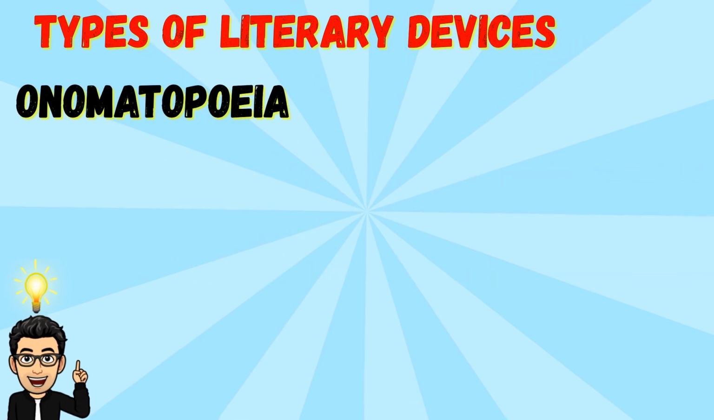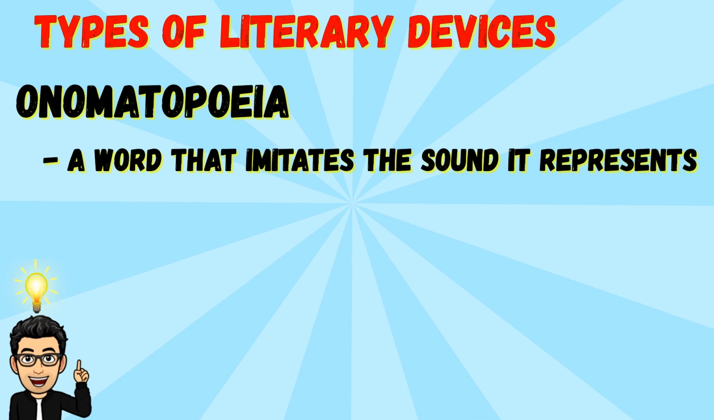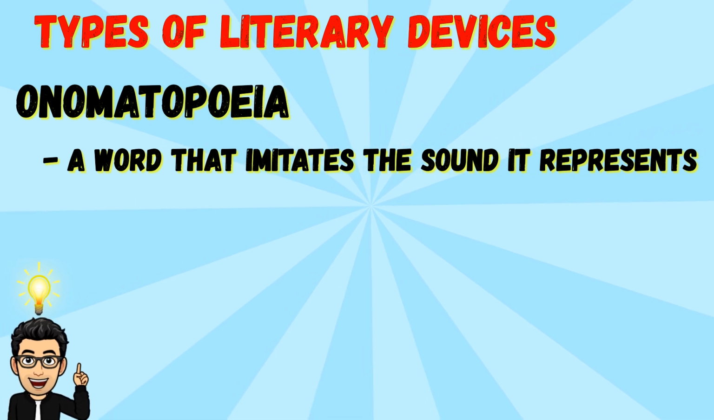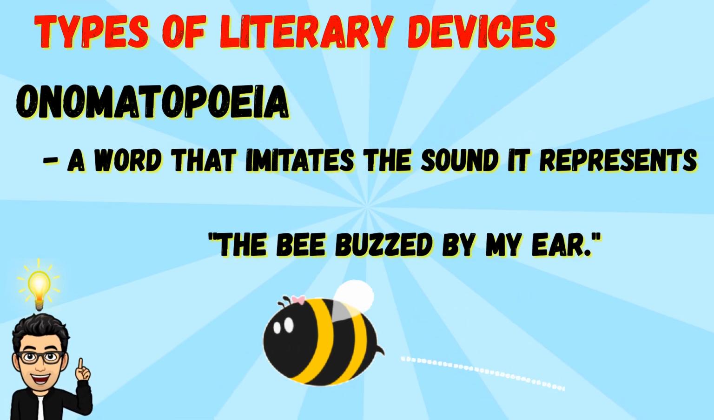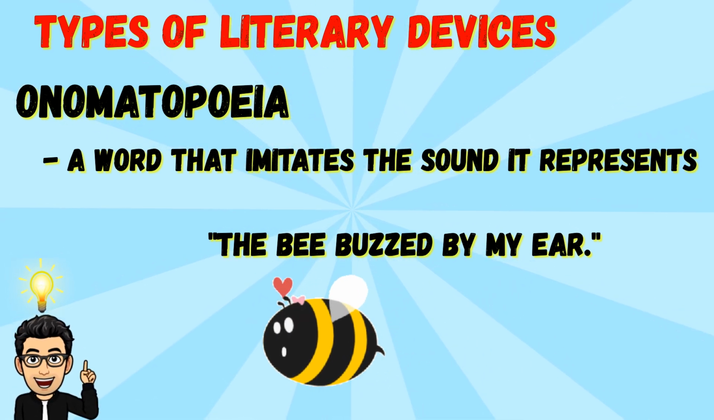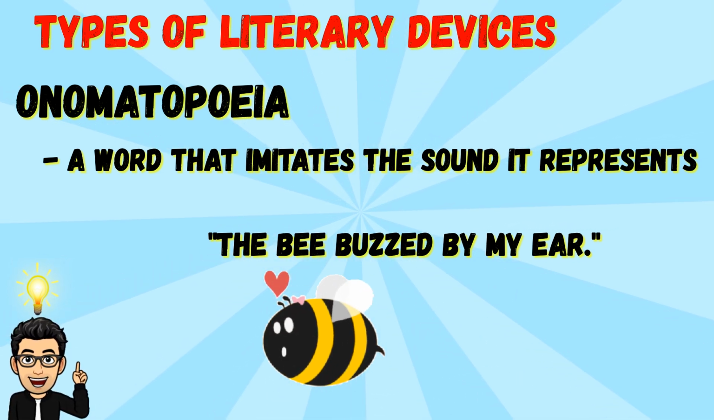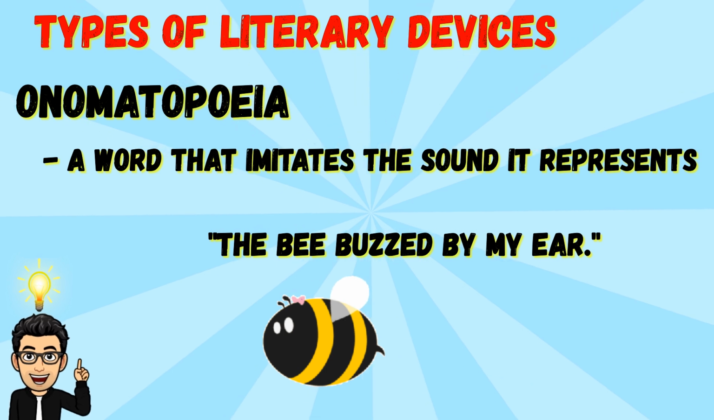The last on the list is onomatopoeia. Onomatopoeia is a word that imitates the sound it represents. A simple example of onomatopoeia is, "The bee buzzed by my ear." In this sentence, buzzed imitates the sound that a bee makes, creating an auditory effect that enhances the reader's experience of the scene.